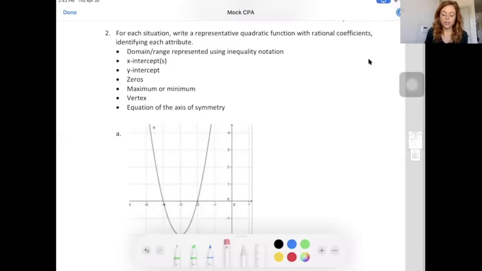Okay, let's look at number 2. So this is for each situation, write a representative quadratic function with rational coefficients, identifying each attribute. So we're going to find the domain and range, the x-intercepts, the y-intercept, the zeros, maximum or minimum, the vertex, and the equation of the axis of symmetry. Okay, so we're going to find all those things. We actually have a video that we created a couple weeks ago that you can access if you need to review these things.